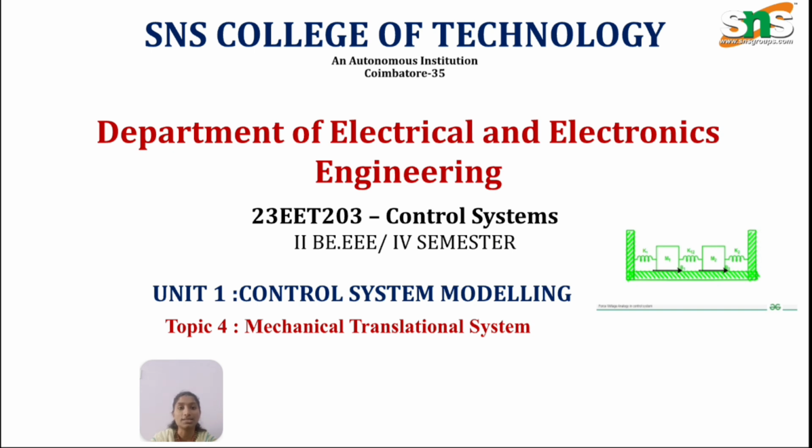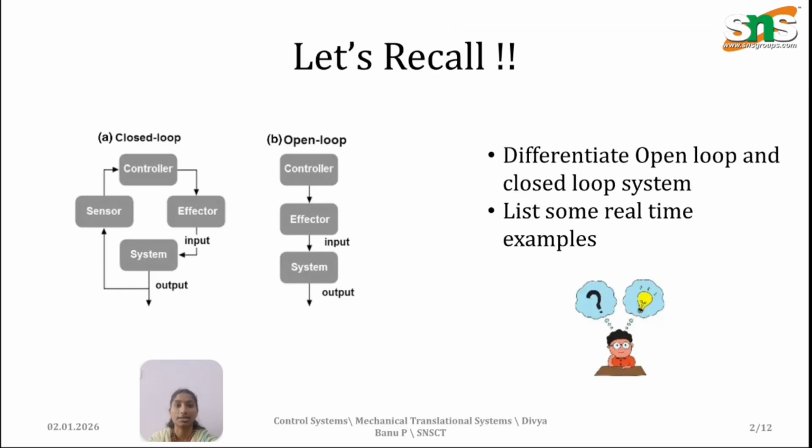So a translational system is a linear motion, front and back, whereas the rotational system is a rotating part. For example, a motor is a rotational system. Here we have a picture of the mechanical translational system.